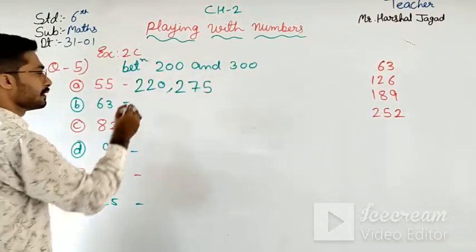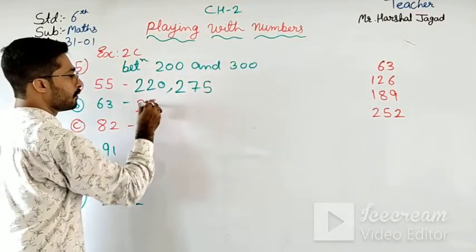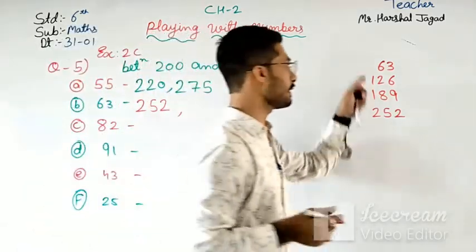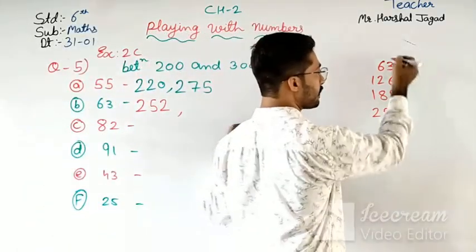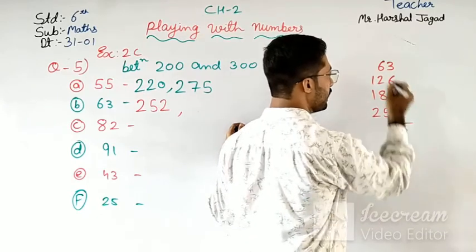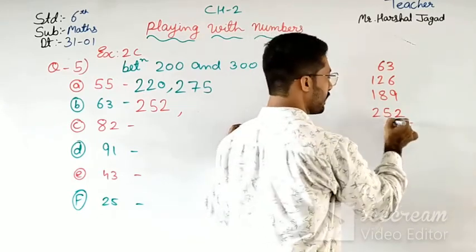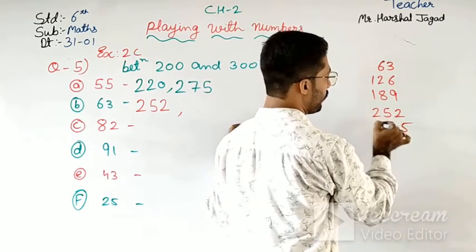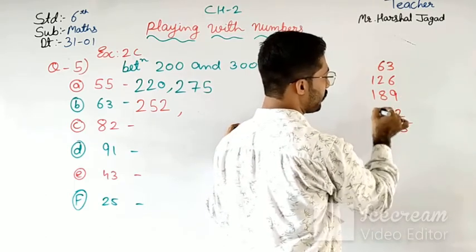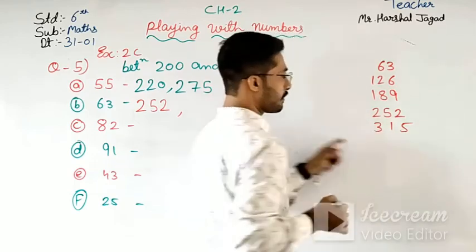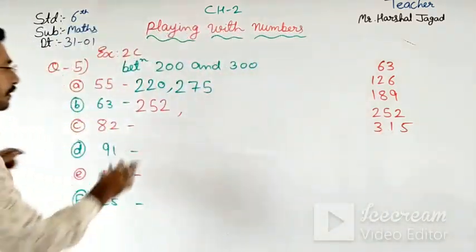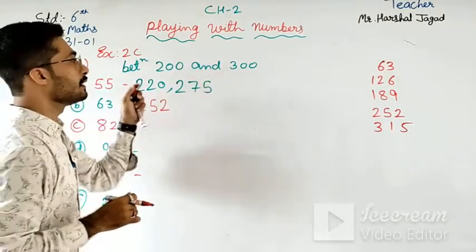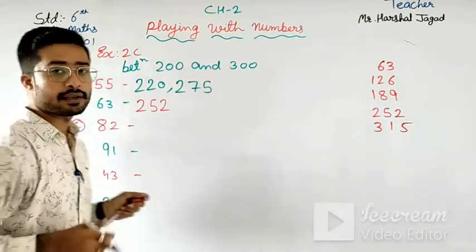the first one, 252. Now adding more 63 in it, so 2 plus 3, that is 5, 6 plus 5, that is 11, and 2 plus 1, 3. So it is 315. So that will be the only multiple between 200 and 300, that is 252.